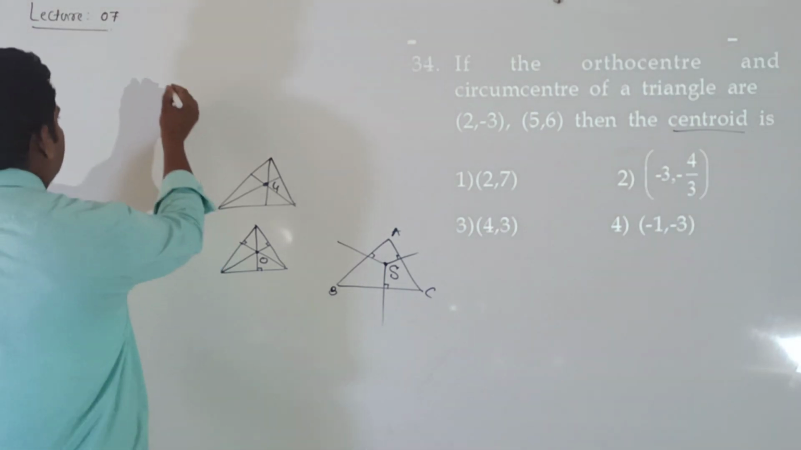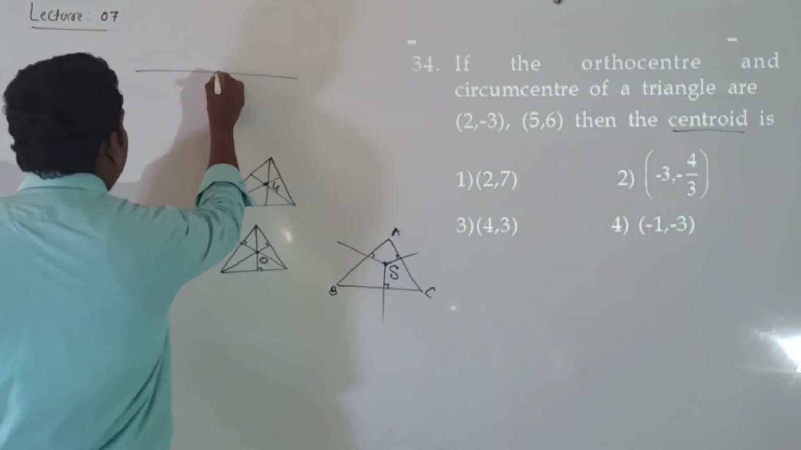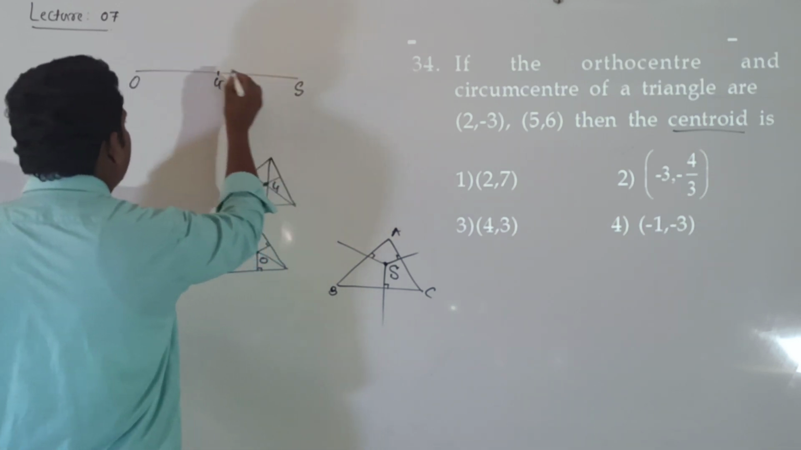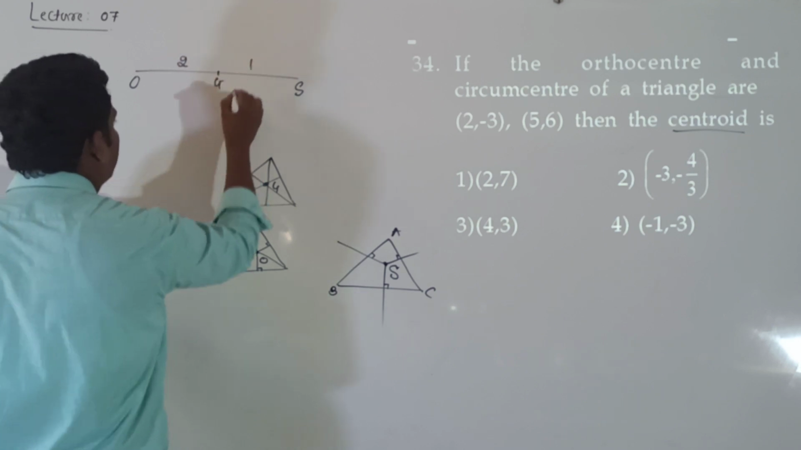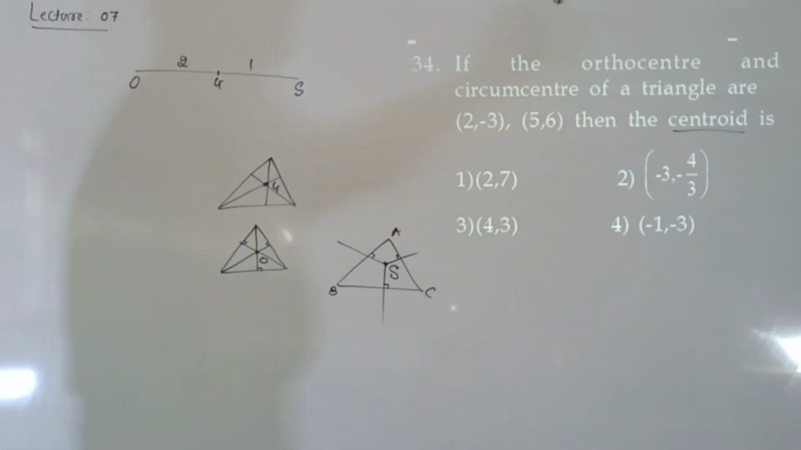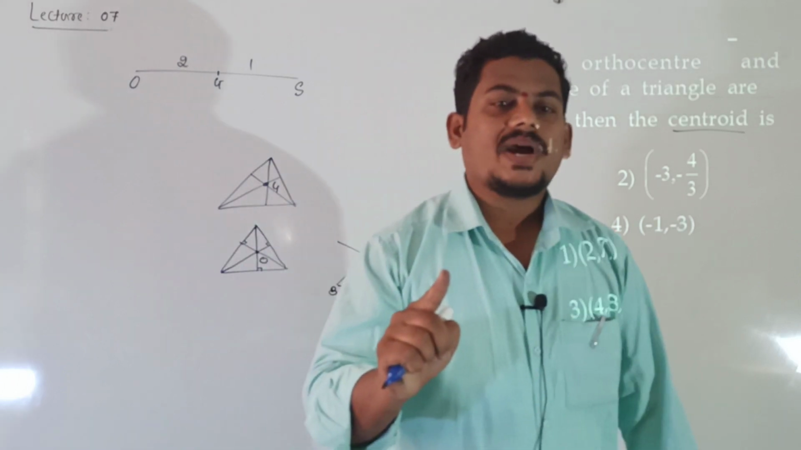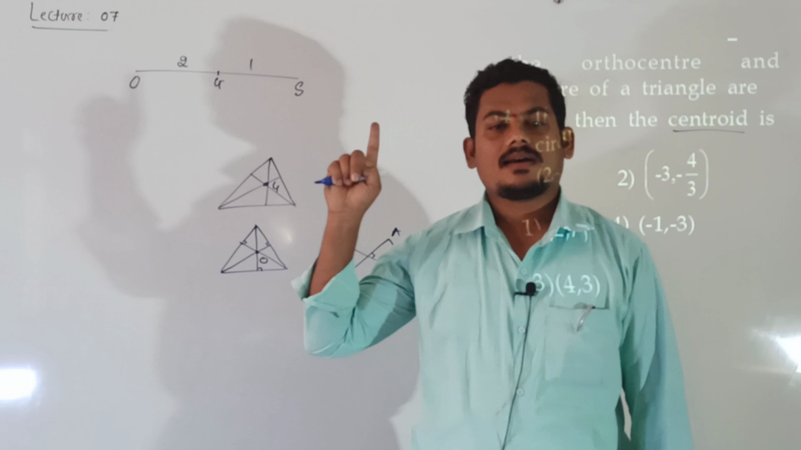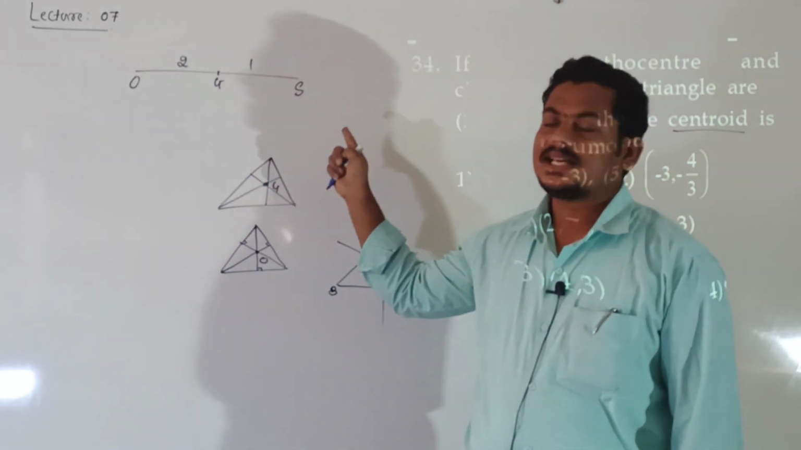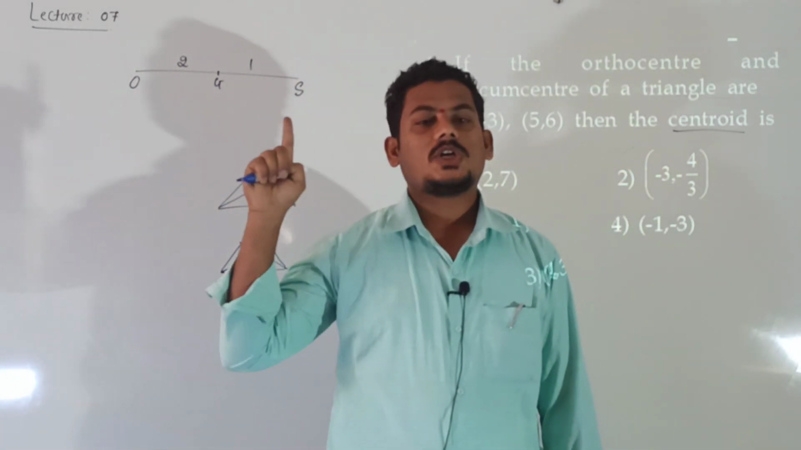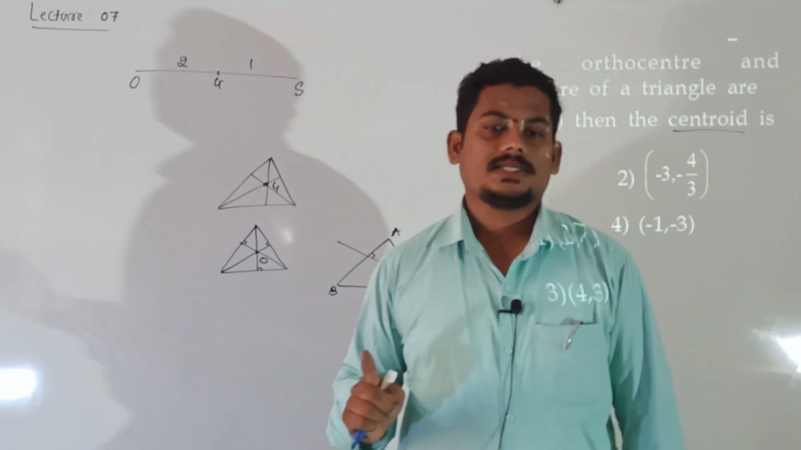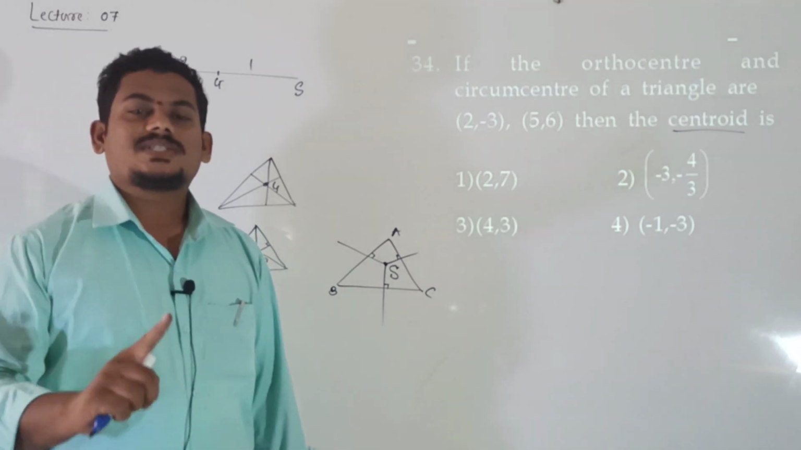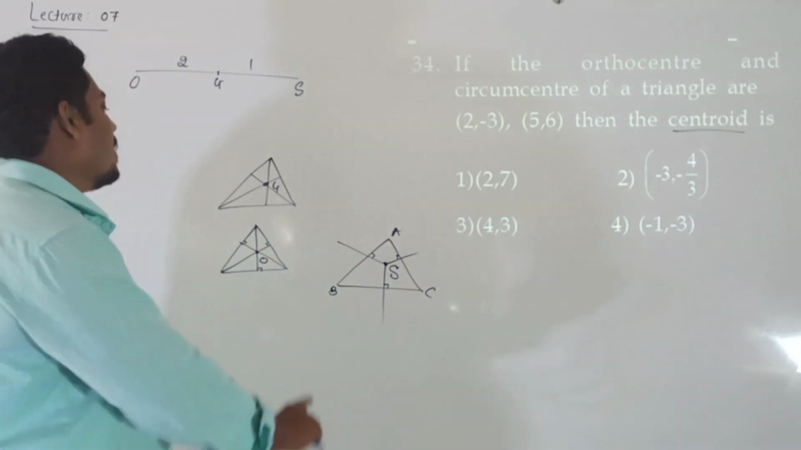Centroid G divides the line joining orthocenter and circumcenter in the ratio of 2:1. This is one shortcut formula. Centroid divides orthocenter and circumcenter in the ratio of 2:1.